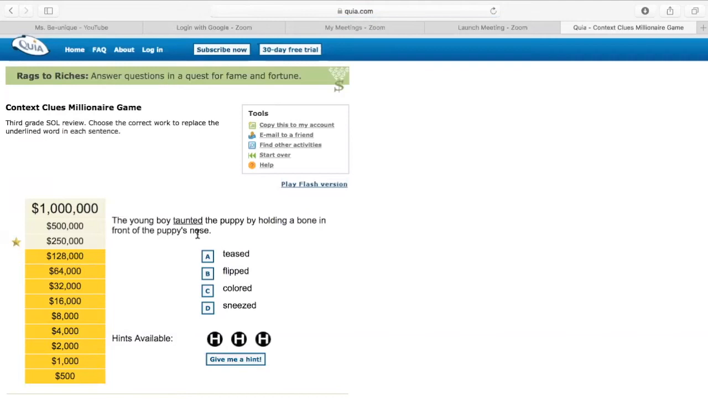This word is taunted. The young boy taunted the puppy by holding a bone in front of the puppy's nose. Is taunted A, teased, B, flipped, C, colored, or D, sneezed? All right, great. Everyone's getting it.